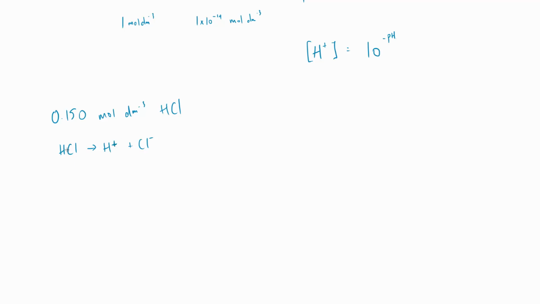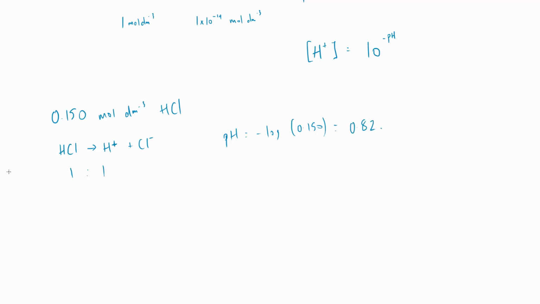And that's very important because the dissociation is 1 to 1, which means the concentration therefore of hydrogen ions is 0.15. So pH is minus log of 0.15. Now I don't have to use square brackets because I'm putting an actual value in. Minus log 0.15, it's going to be 0.82.